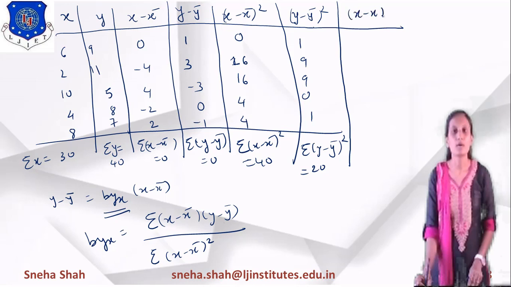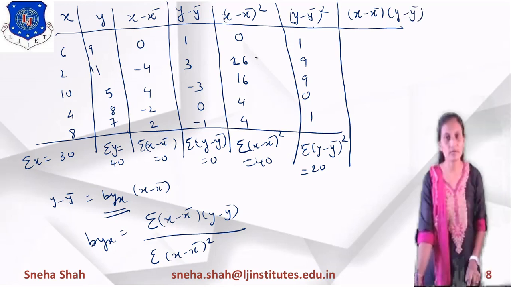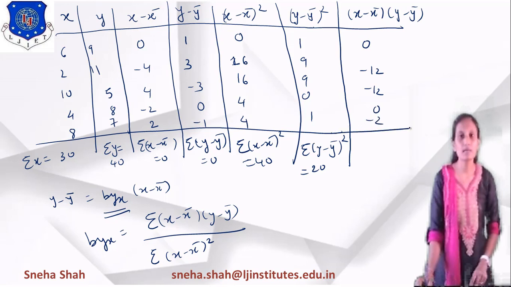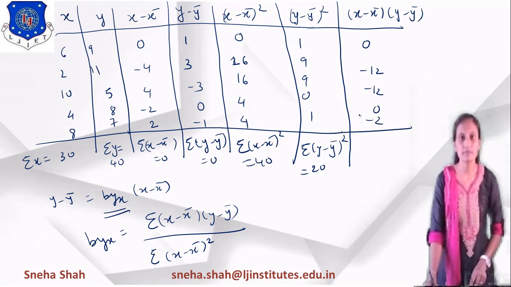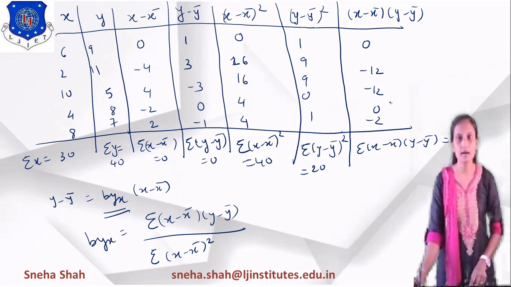So for that I am finding x minus x bar, y minus y bar. What is the value of x minus x bar into y minus y bar? Means we have to multiply these two columns, right? So 0 into 1 is 0, minus 4 into 3 is minus 12. Same way we will find all the other values. So it will give us the answer like this. Now if I am adding all this value, it will give us the answer of summation (x minus x bar)(y minus y bar), and its answer equals minus 12, minus 12, minus 24, minus 2 means minus 26.